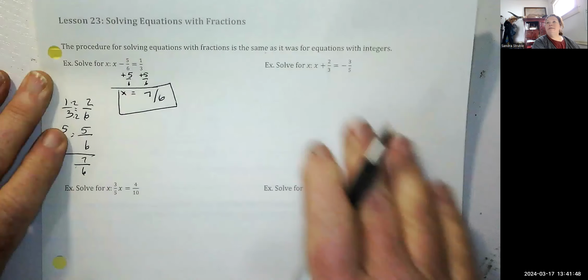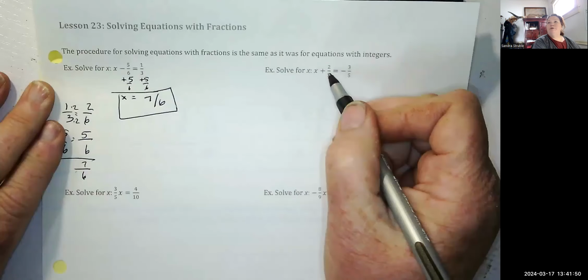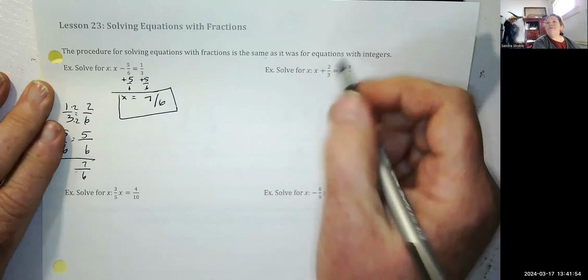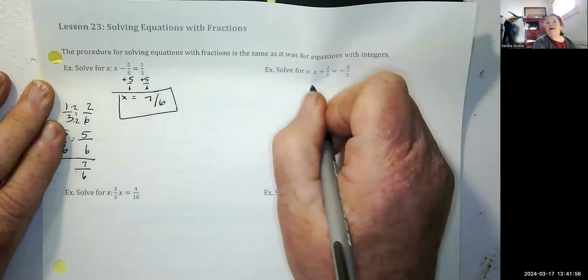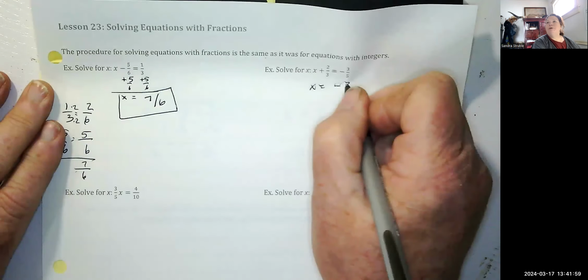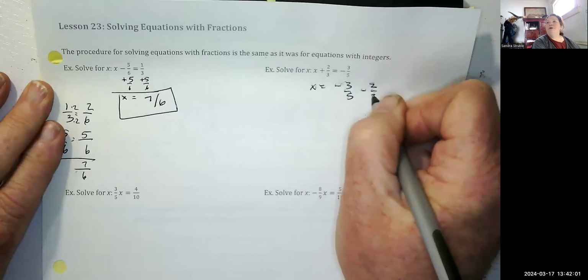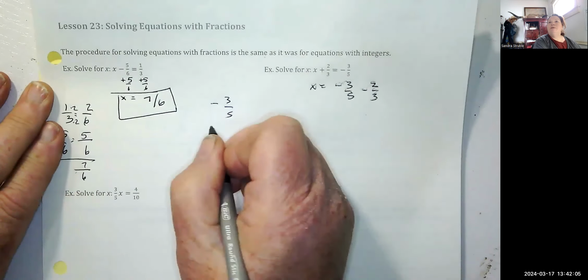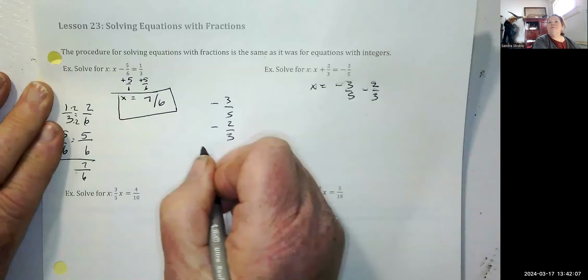All right, same thing over here. 2/3 is added to x, so we're going to do the opposite. We're going to subtract it from both sides. So x is equal to negative 3/5 minus 2/3. I'm going to stack them on top of each other. Negative 3/5 minus 2/3.